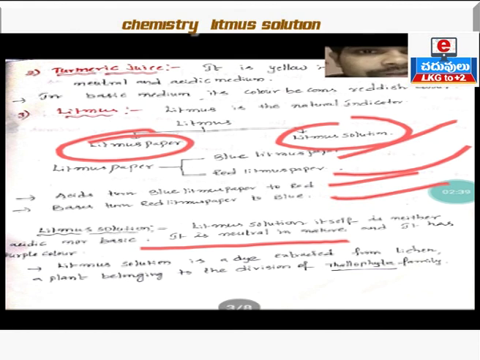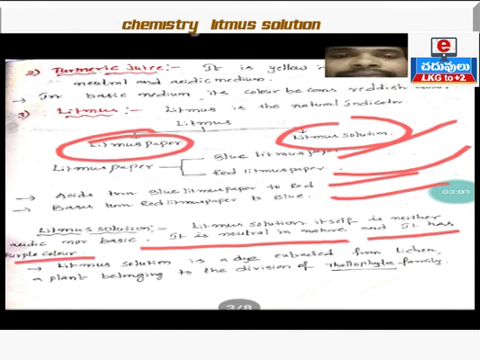What is the nature of litmus solution? The nature of litmus solution is neutral. Remember that. Very, very important. Litmus solution itself is neither acidic nor basic. Okay. It does not behave as acid, it does not behave as base, but it is neutral in nature. The nature of litmus solution is neutral, and it has purple color.